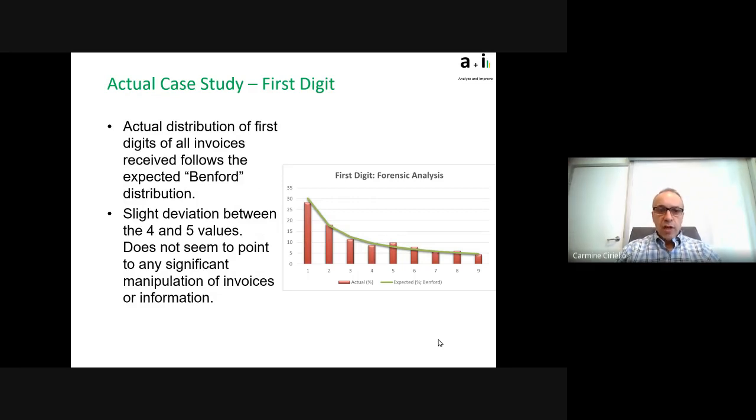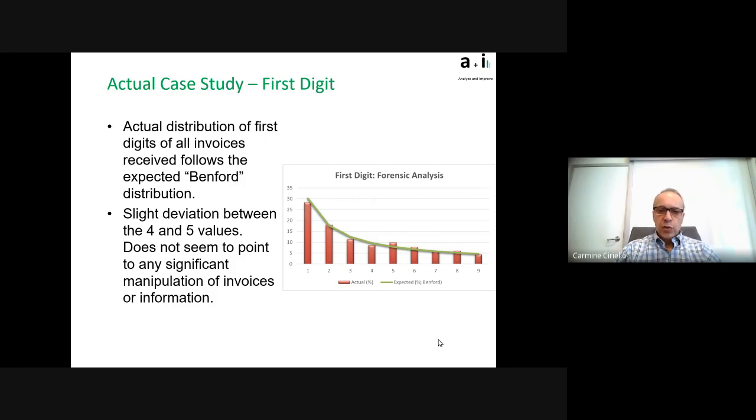So here's a real example. It's an actual case study of a client that we had that needed this type of investigation. So what are we looking at? We're looking at first digits. So let me be clear what this means. If you had an invoice or a PO for $473.12, then the first digit is a 4, right?